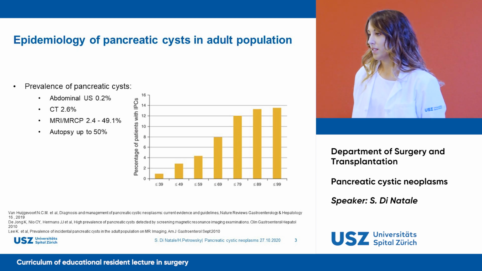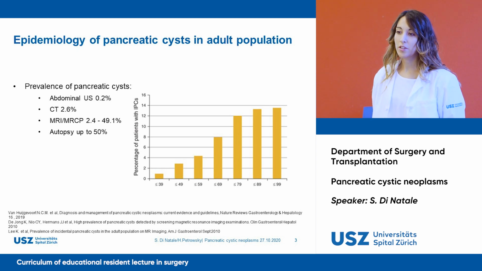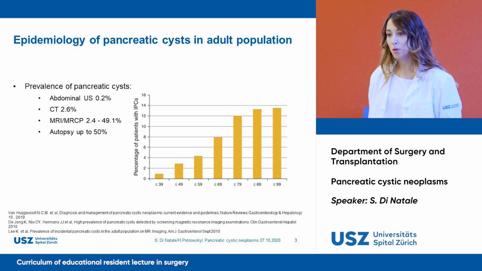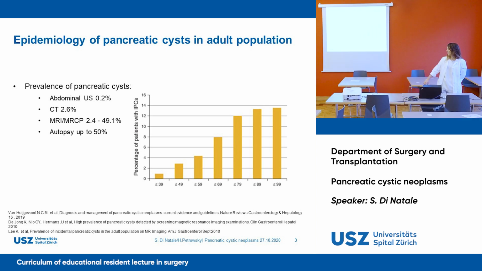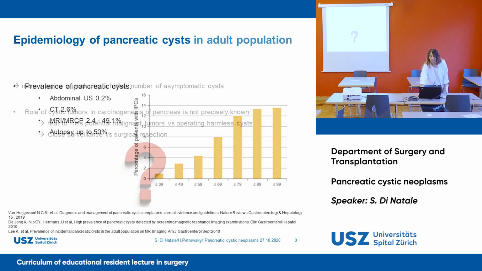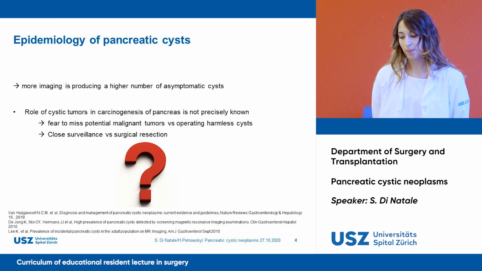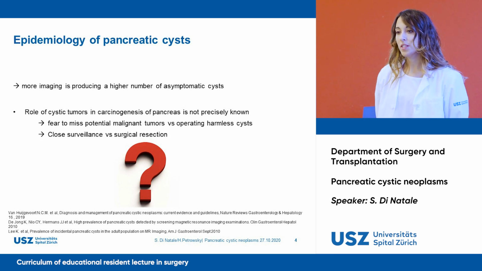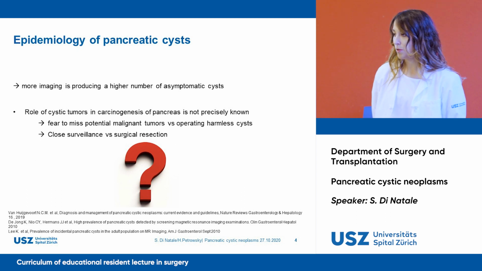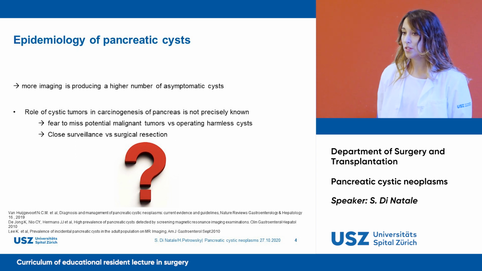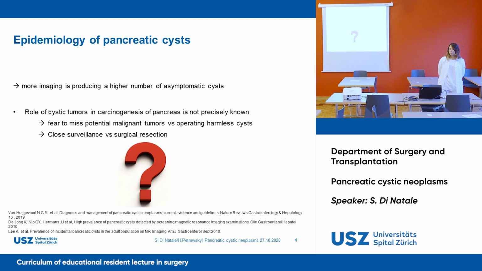As the overall incidence of pancreas cancer-related mortality is fairly stable, the increase in detection of pancreatic cystic neoplasms is due to the increased use of abdominal imaging and the higher quality of that imaging. So more imaging is producing a higher number of asymptomatic cysts. As the role of cystic tumors in carcinogenesis of the pancreas is not precisely known yet, the main difficulty is to distinguish between potentially malignant tumors and harmless cysts. So which pancreatic cystic neoplasm should be surveilled closely and which one should be resected?